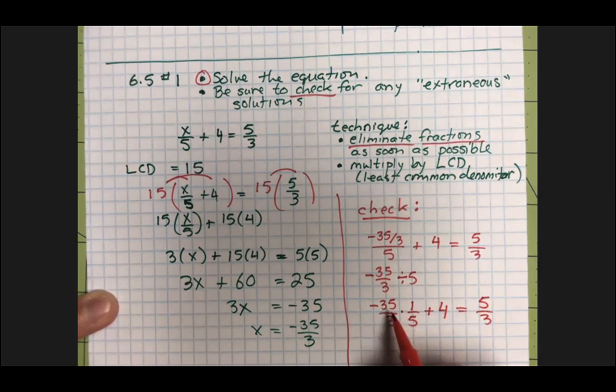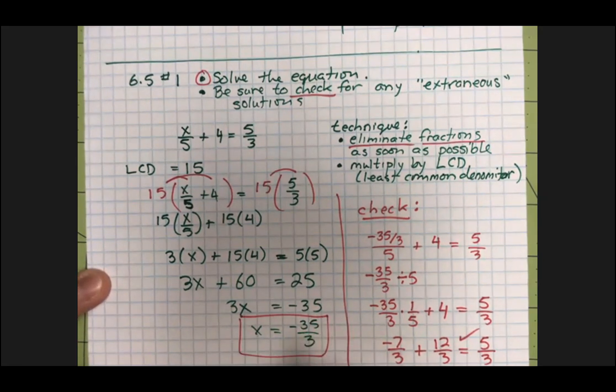35 over 5 simplifies nicely to minus 7 over 3. 4, if I want to make thirds out of it, is 12 over 3. And I've just checked that it actually equals 5 over 3. Negative 7 over 3 plus 12 over 3 is 5 over 3. Yes, this works. Yes, this is a legitimate solution. But then the question is, I never expected it to be anything but a legitimate solution. How could it possibly have not been a legitimate solution?